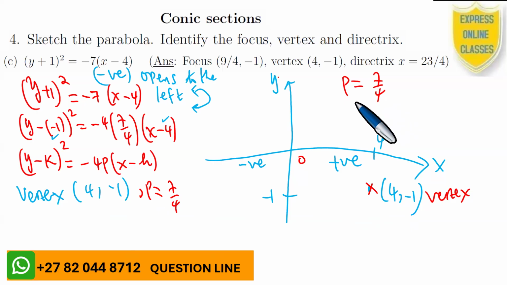Our P is exactly 7/4. So now the P tells us we're going to measure the distance, right? The distance from the vertex to the focus, the distance from the vertex to the directrix.